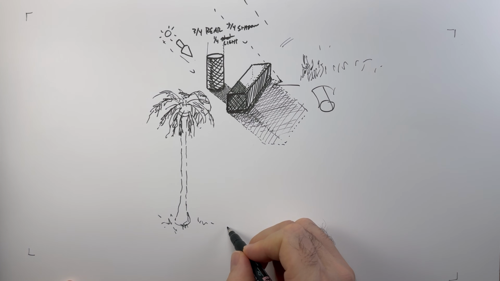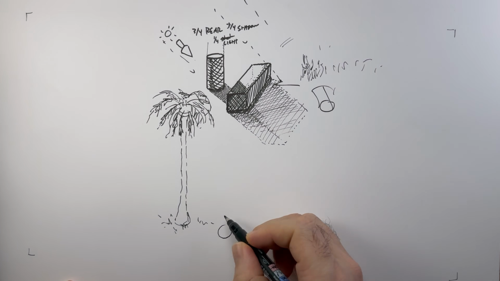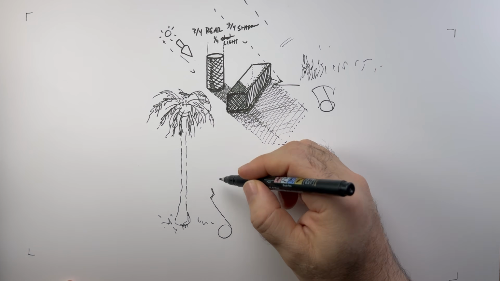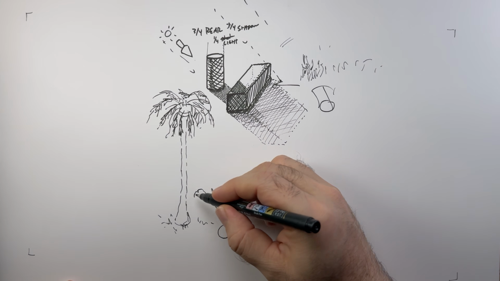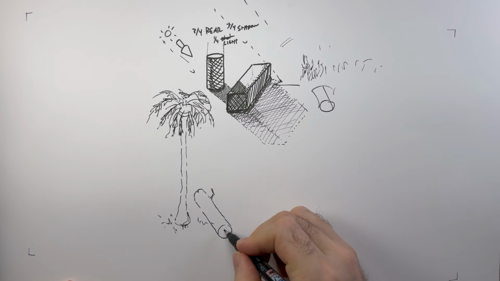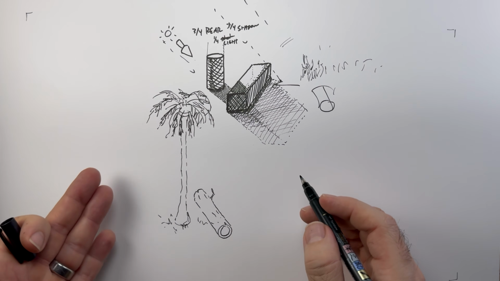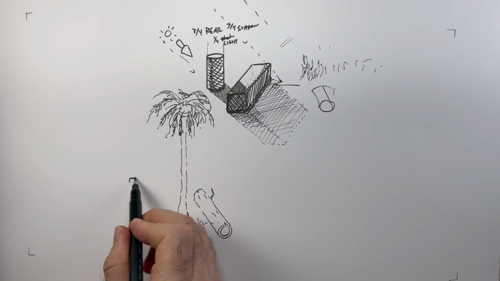So let's say it's some kind of log or something like that, right? Got your little tree there. All right, so we have a log next to it, and you have something very simple, right? You've got a side light.